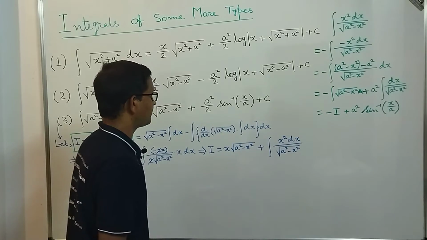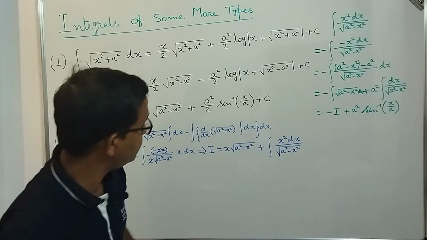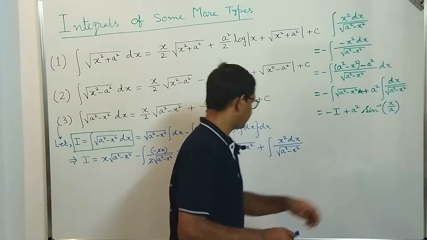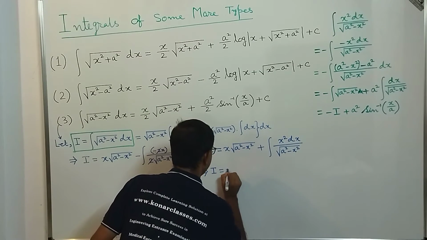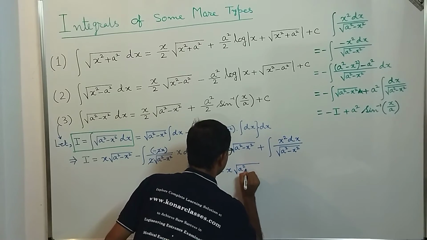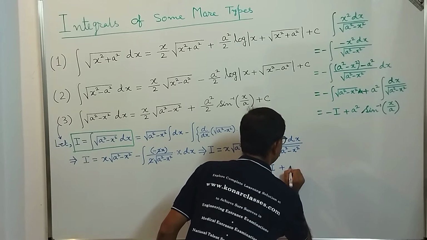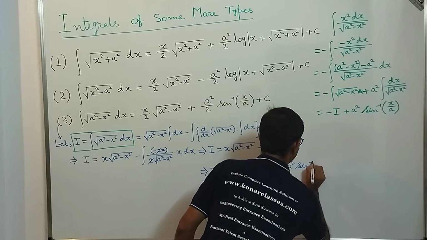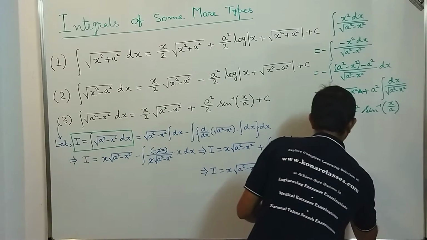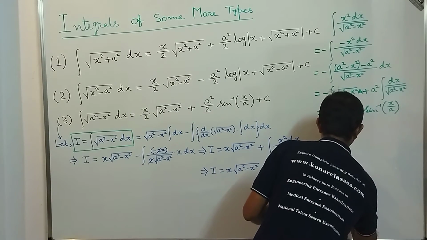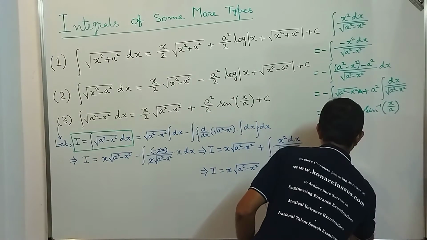So dear students, instead of this integration x square dx by square root of a square minus x square, we can write this one. Correct? So let's write and proceed from here. So this implies we get I is equal to x into square root of a square minus x square minus I plus a square into sine inverse x by a, and as we are done with the integration, we can include one integration constant c1. After that it will become another c1 we can write.